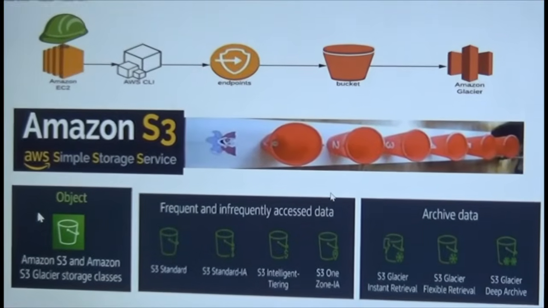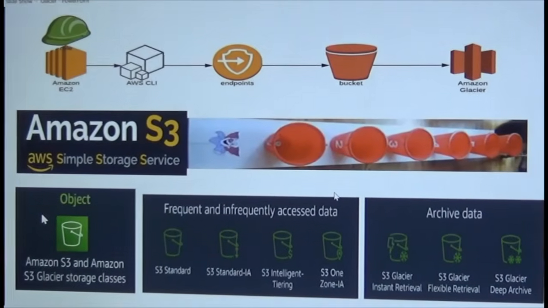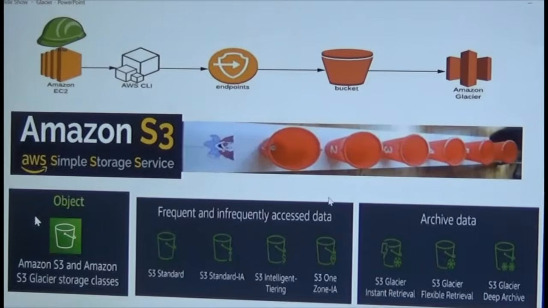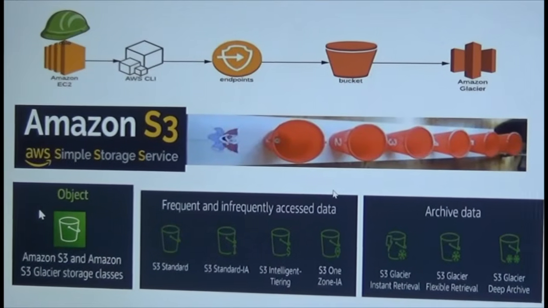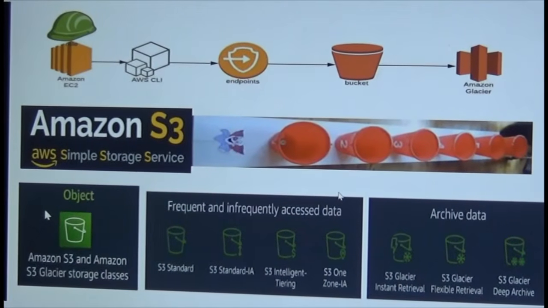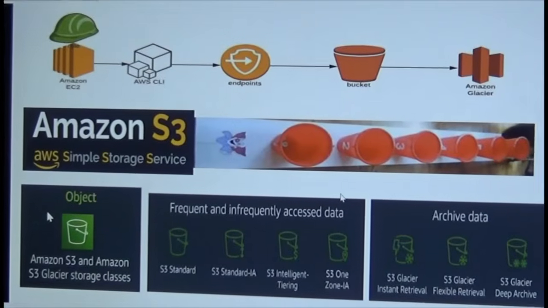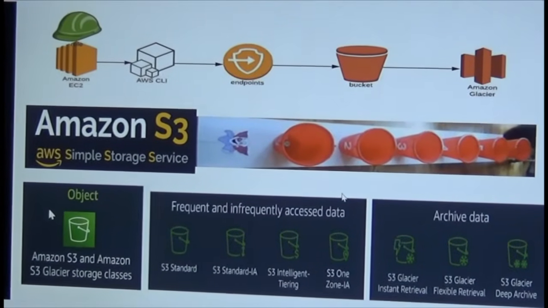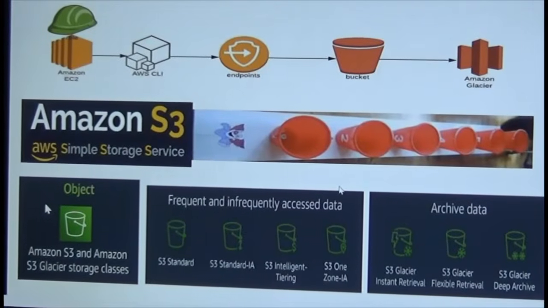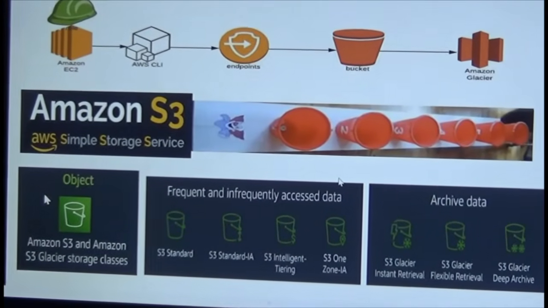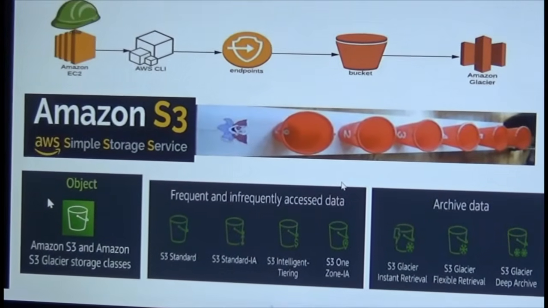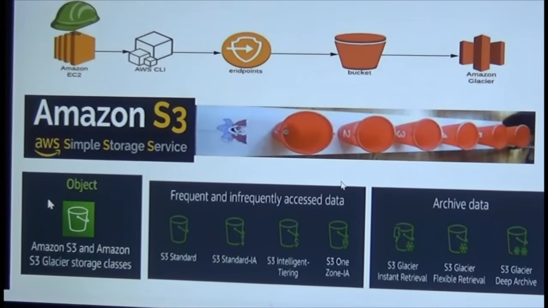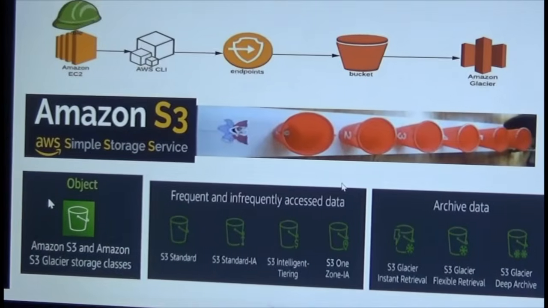It was in March 2006 that the Amazon Web Service was launched by releasing the Simple Storage Service, S3. Amazon S3 is storage for the internet. It is a simple web service that you can use to store and retrieve any amount of data from anywhere on the web. Data is stored as objects within resources called buckets. Some of the frequent and infrequently accessed data storage classes include S3 Standard and S3 Intelligent-Tiering.